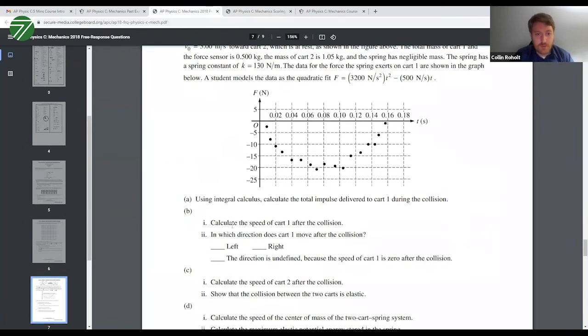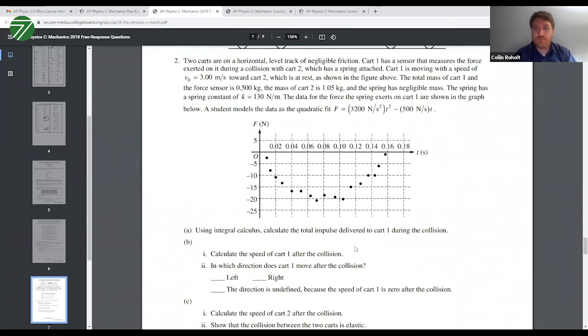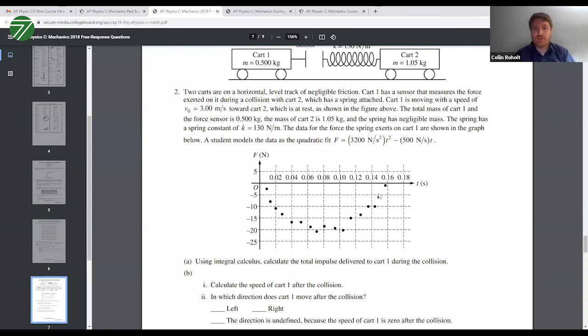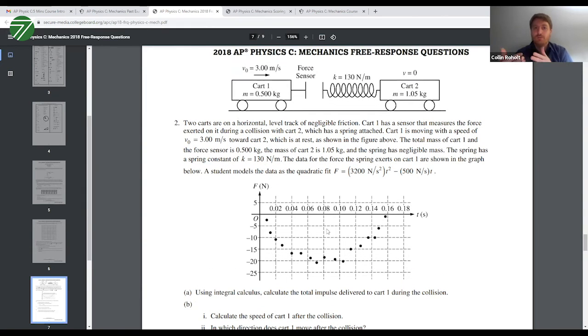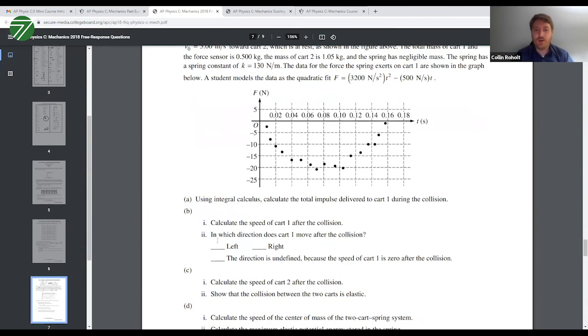Now, we move on here to B. B says, calculate the speed of cart 1 after the collision. So to do that, we would have to know the impulse, which we just calculated on the last part. And we were then able to see that the impulse was about 2 Newton seconds, which would mean that the total momentum of the cart would change by 2 Newton seconds, or kilogram meters per second, and therefore the cart is going to move backwards. Okay, the cart is going to be moving to the left because the final value for the momentum would be negative.